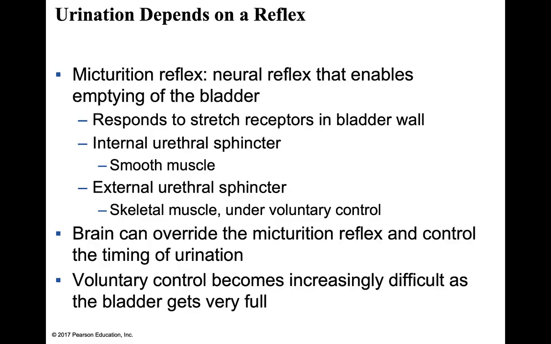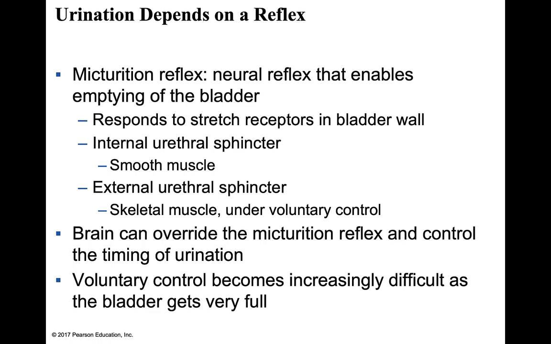There is an internal urethral sphincter, which is smooth muscle and under autonomic control. And then there's the external urethral sphincter, and that's skeletal muscle, and that's under voluntary control. So when you're potty training a child, what you're really teaching them to do is how to control the skeletal muscle involved in urination.